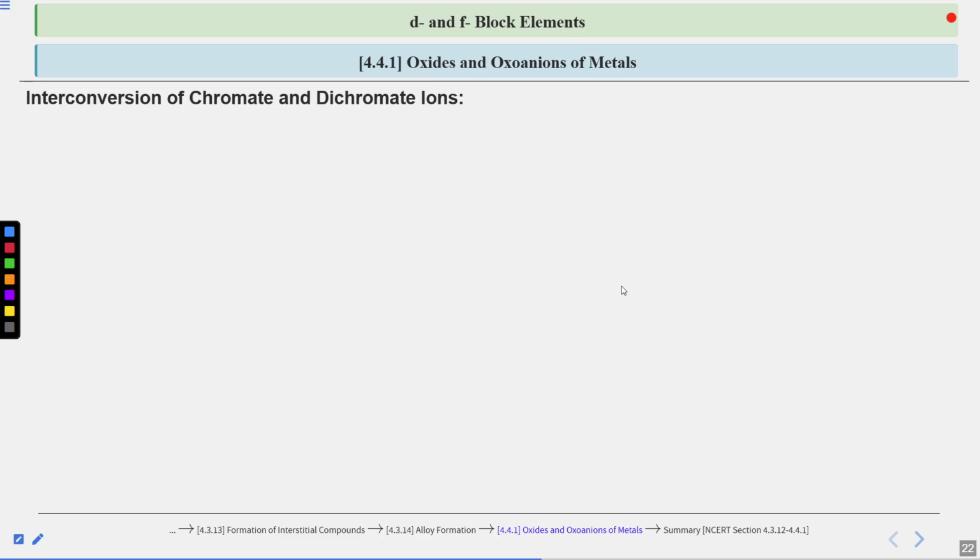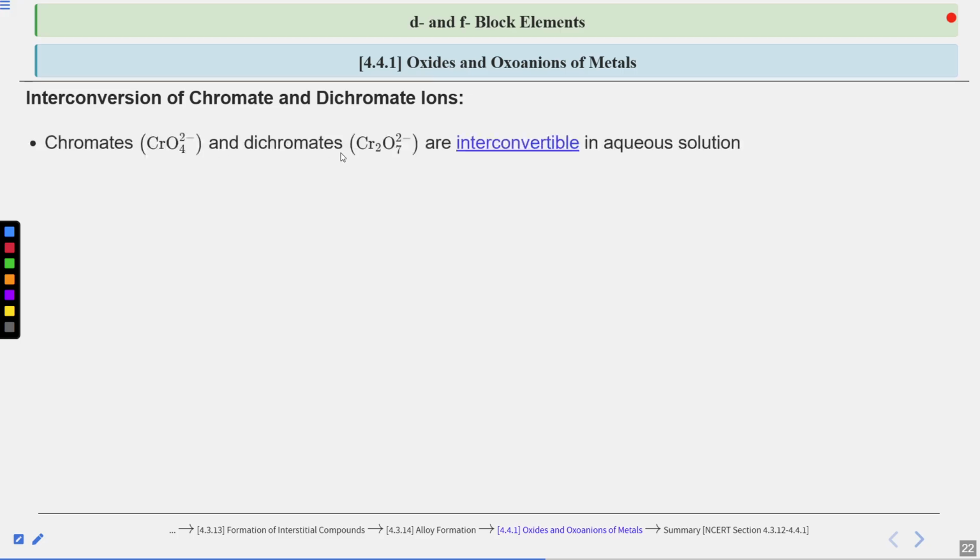Now let's talk about the interconversion of chromate and dichromate ions. Chromate, that is CrO4 2-, and dichromate, that is Cr2O7 2-, are interconvertible in aqueous solutions. This interconversion is dependent on the pH of the solution in which they are present.